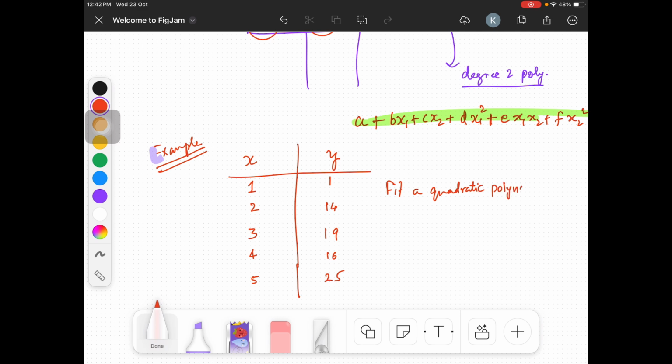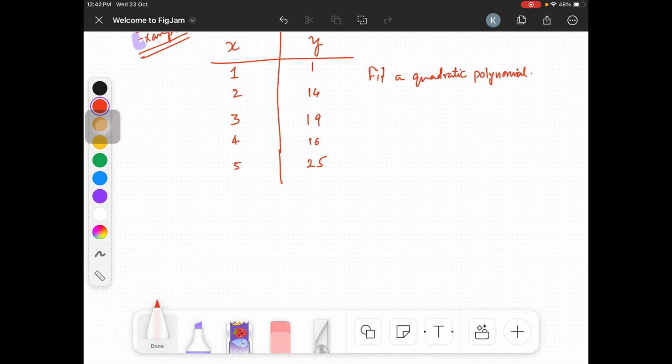Okay, so if we want to fit a quadratic polynomial, we know that the matrix will look like n, where n is the number of instances, then summation xi square. Here it will be summation xi square, summation xi cube.